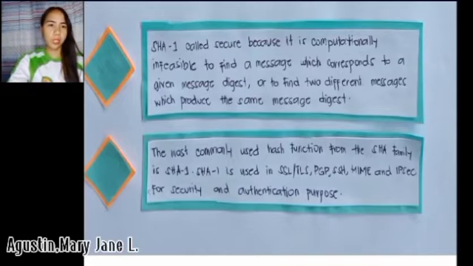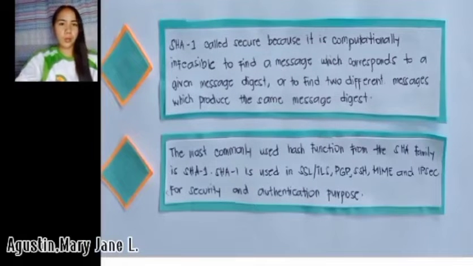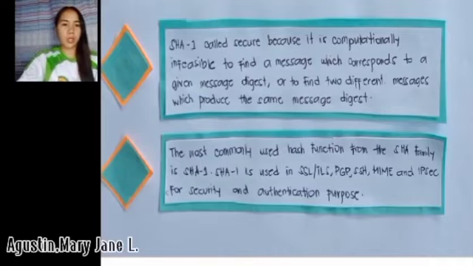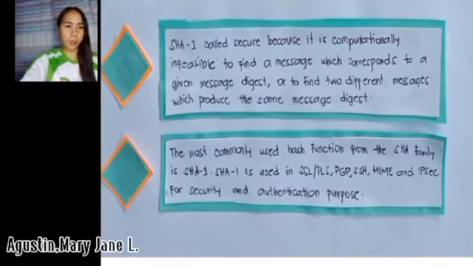SHA-1 is called secure because it is computationally infeasible to find a message which corresponds to a given message digest, or to find two different messages which produce the same message digest. So let's move on to the last bullet. The most commonly used hash function from the SHA family is SHA-1.